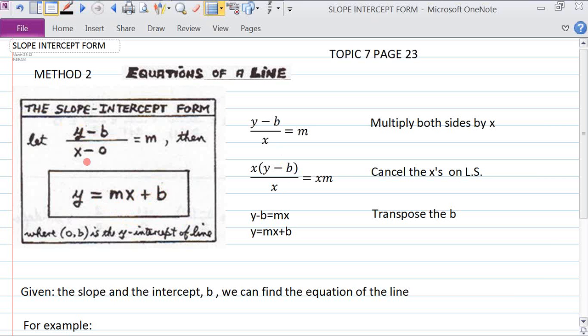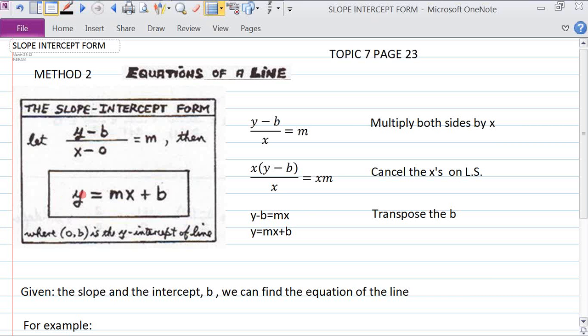Now, how do we go from here to here? Well, it's the same kind of thing that we did in the last case, method 1. We're going to get rid of this fraction. So we're going to multiply both sides by x. So here I multiply the left side by the x and the right side by the x. This x cancels. We get y minus b equals mx. I just reversed x and m and put mx. And then I transpose this over here.